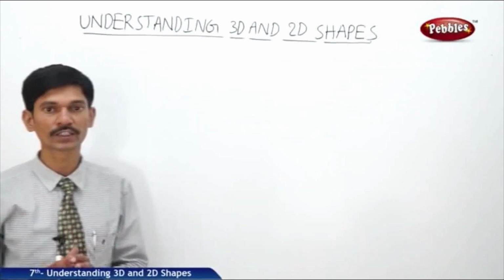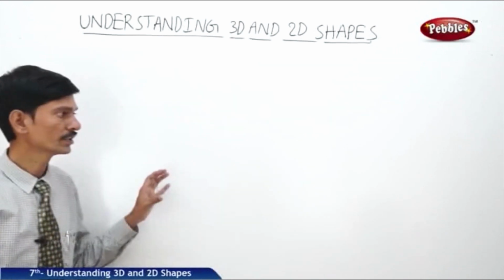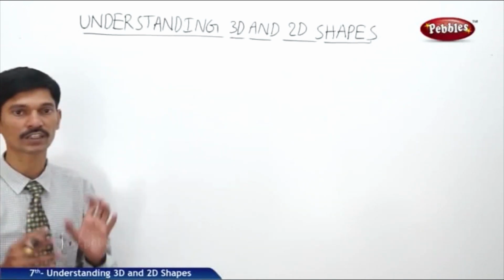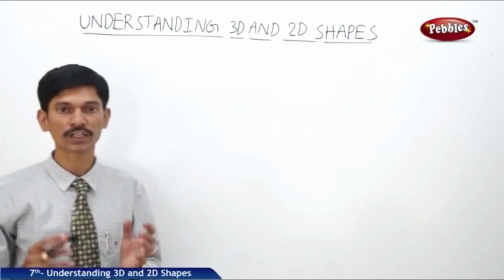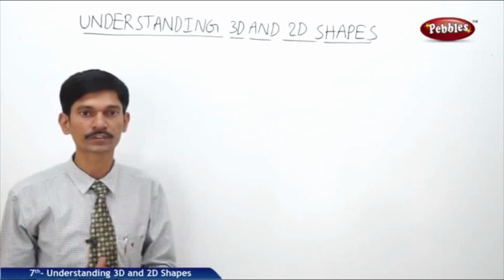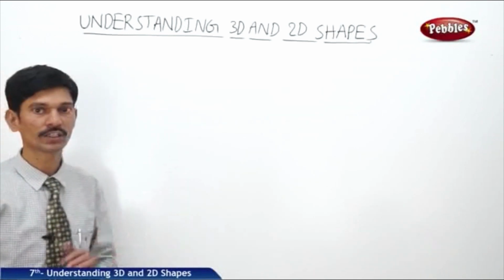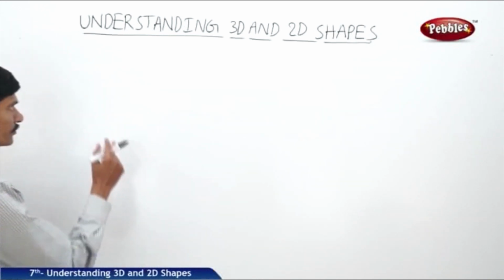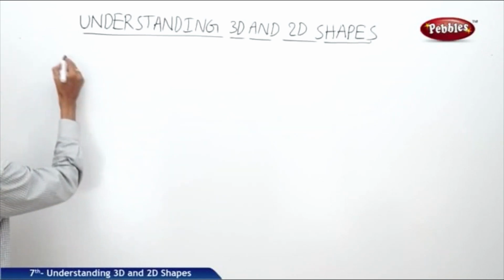And if you observe the brick or any dice, then these objects have three dimensions, such as length, breadth as well as height. So these objects are said to be 3D shapes, meaning three-dimensional shapes. Now let us write the definitions of 2D shapes and 3D shapes.